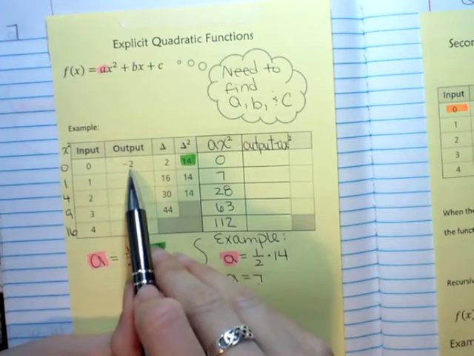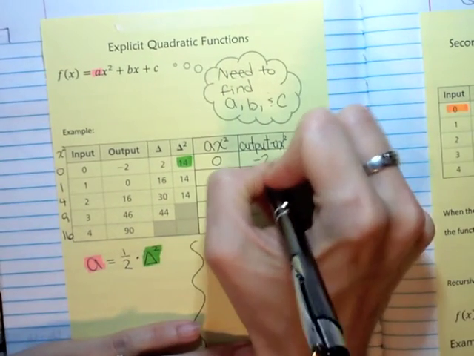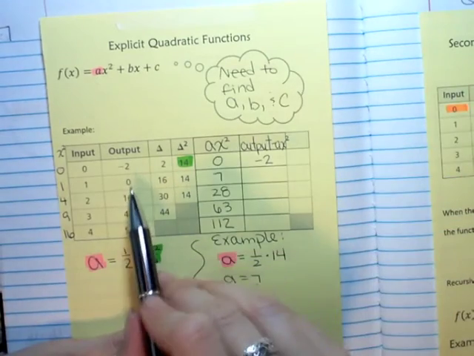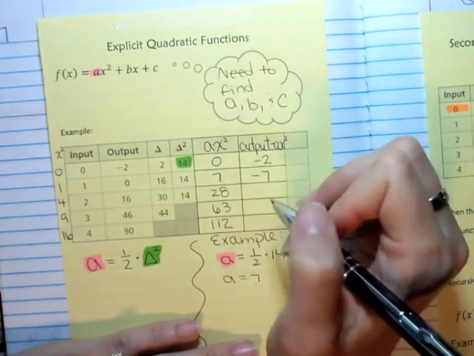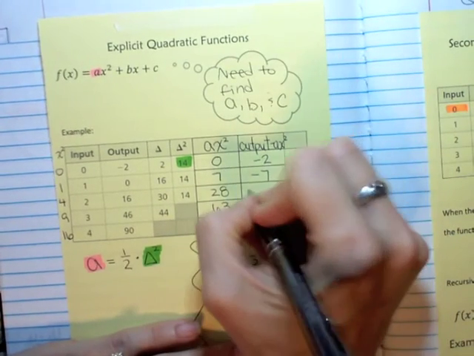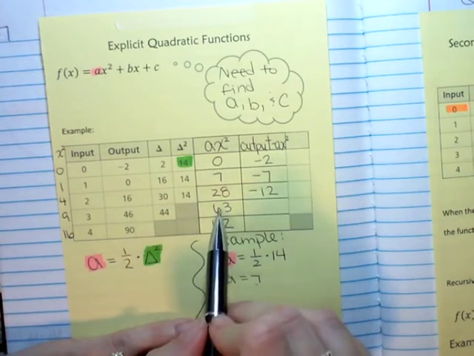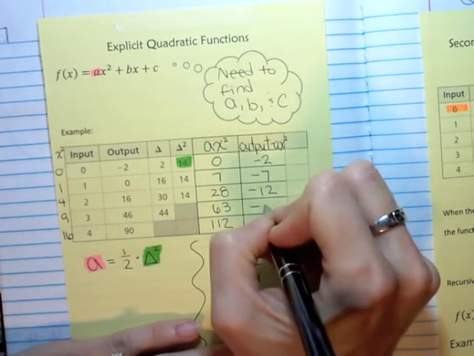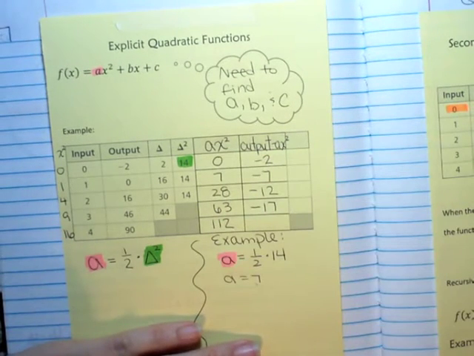So we're subtracting. -2 minus 0 gave us -2. And 0 minus 7 gave us -7. 16 minus 28 is -12. 46 minus 63 is -17. And at this point, I often start noticing that there's a pattern.